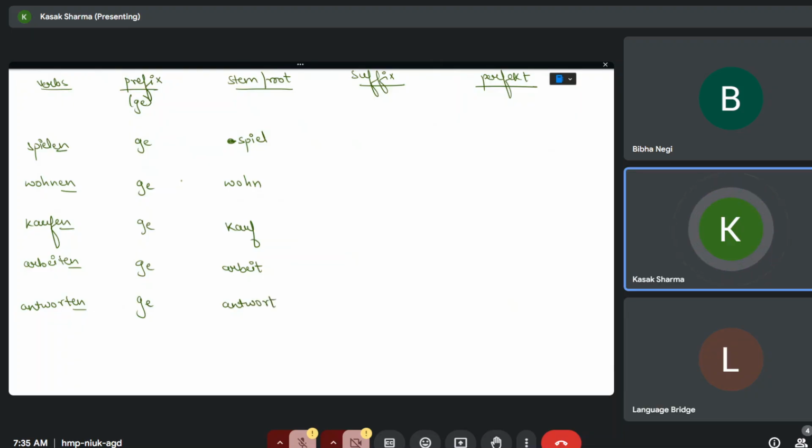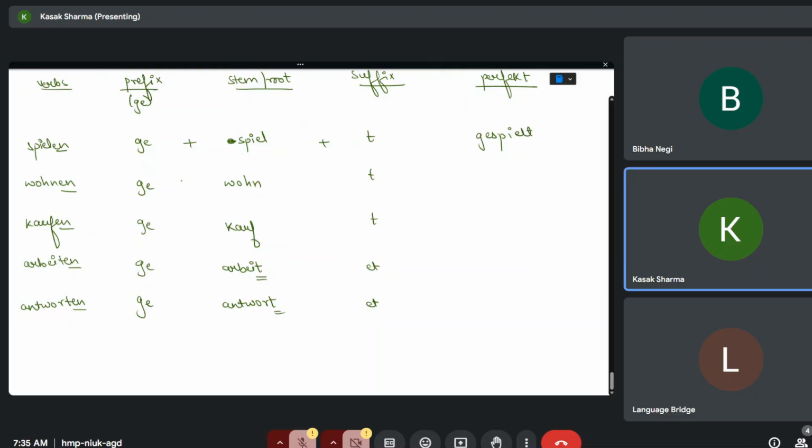Prefixes ge, ge, ge. But this verb root is ending with t, so it will be et, right? Now coming to this perfect, just add these three. It becomes gespielt. The Partizip II or perfect form of spielen is gespielt and it is not changed. It is fixed. We do not have any exceptions or other forms of this perfect. Spielen Partizip II is gespielt and it will remain gespielt only.